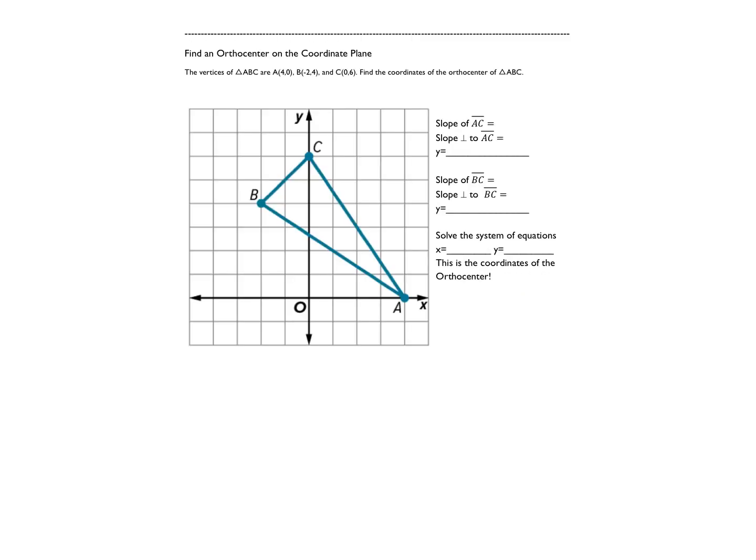Okay, so we can find an orthocenter on the coordinate plane by finding the slope of 2 of the sides, and then finding the slope that's perpendicular to those, and then finding an equation for those, and then solving the system of equations. So the slope of AC is, we can count, we go down 3 and to the right 2, so the slope of AC is negative 3/2. And the slope that's perpendicular to AC is the opposite reciprocal of negative 3/2, so that is 2/3.